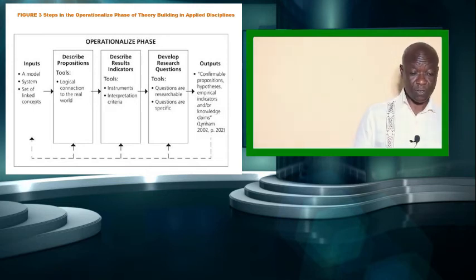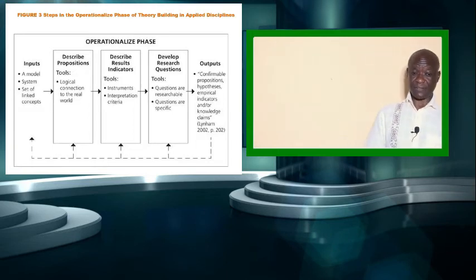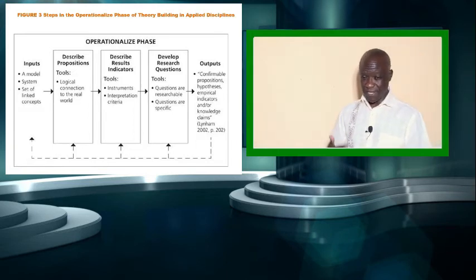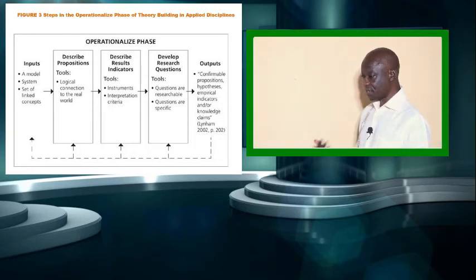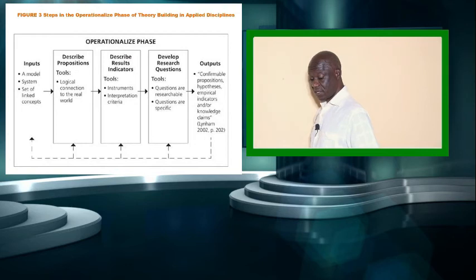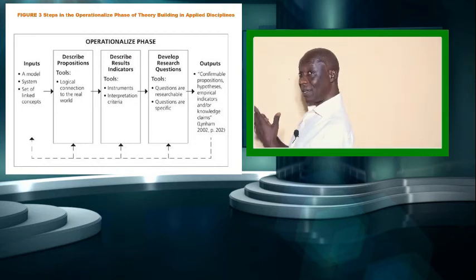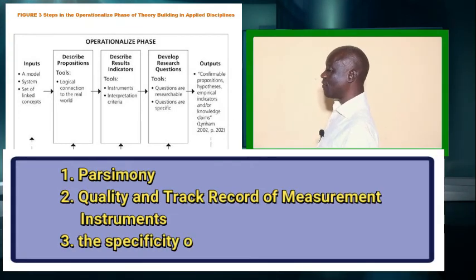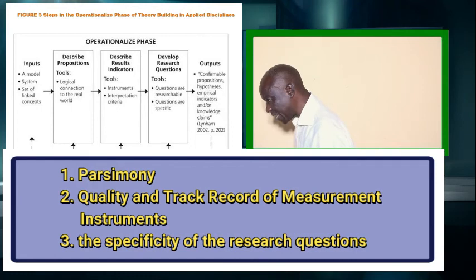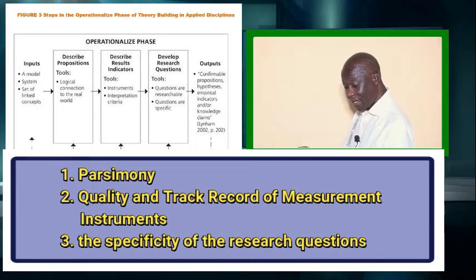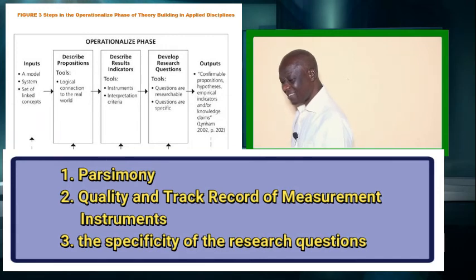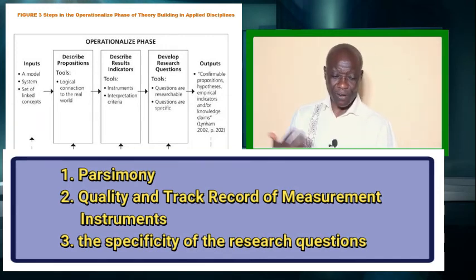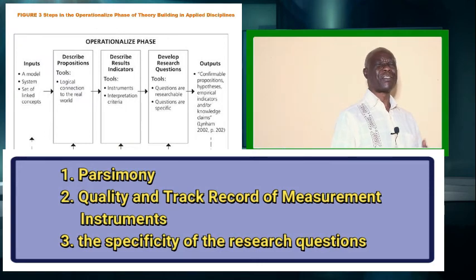The first one, ladies and gentlemen, is what we call the propositions. As I've already said, the 3 general criteria can be applied to the propositions, results indicators, and research questions. And these are 1, parsimony; 2, the quality and track record of measurement instruments. So look at the quality of the measurement instruments and the track record of measurement instruments. And then 3, the specificity of the research questions. So these 3 can be used to measure the quality of the operationalization level of theory development.